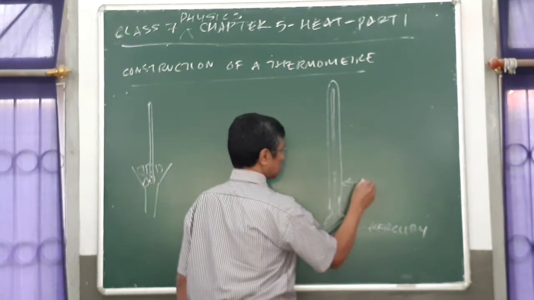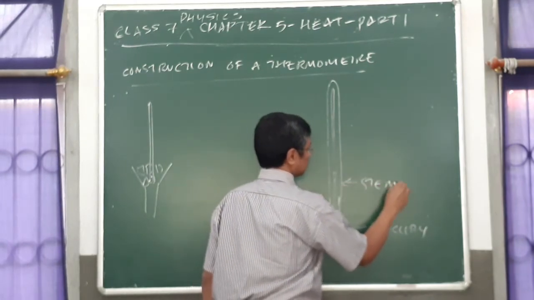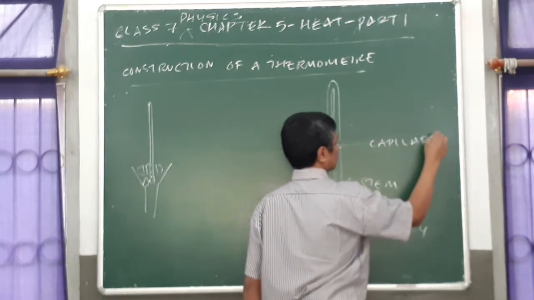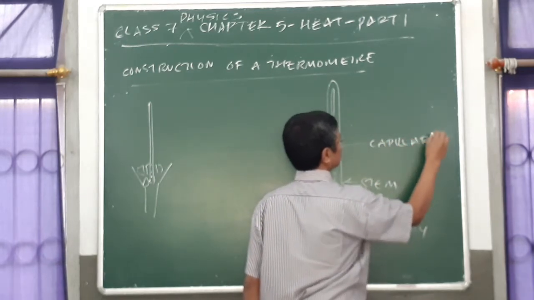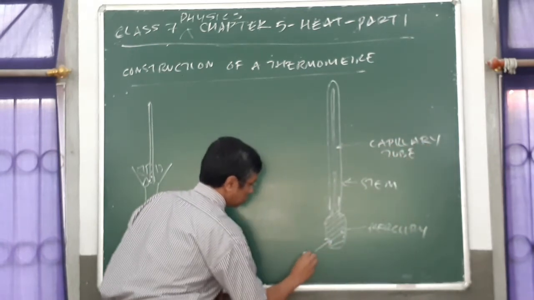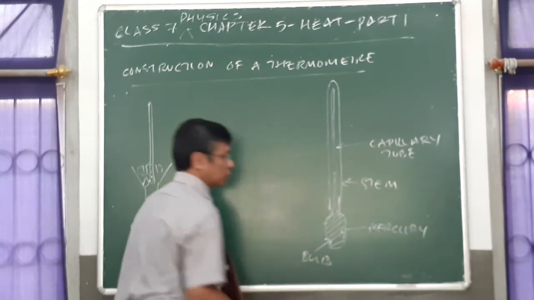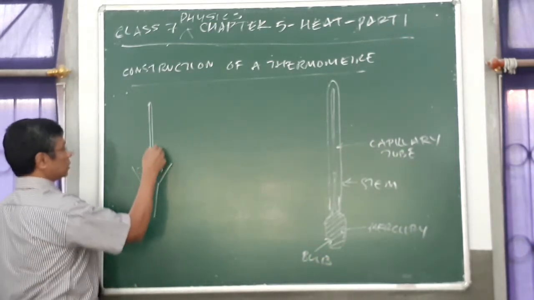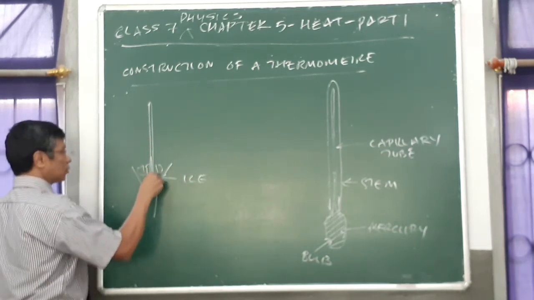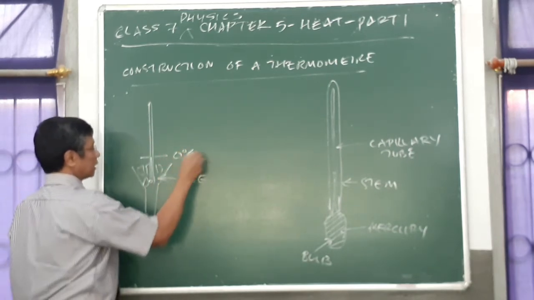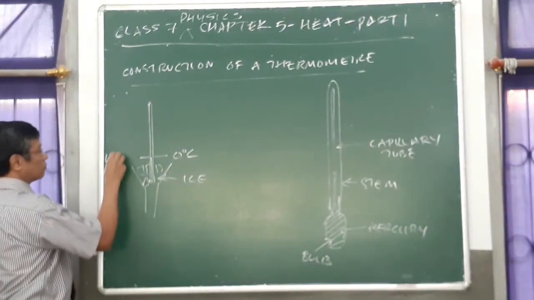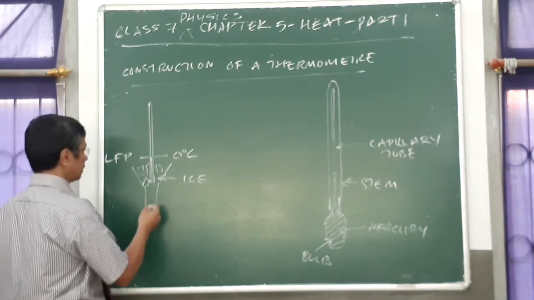So, this is called the stem. This tube inside is called the capillary tube, and this portion is called the bulb, which holds the mercury. When you put it in ice, the mercury level will come down to a certain level, and that level we mark as 0 degree centigrade. This 0 degree centigrade is called the lower fixed point, which is the melting point of ice.